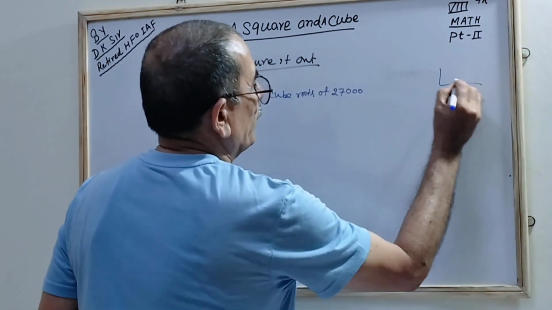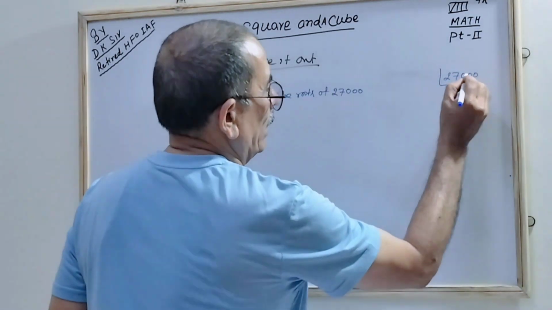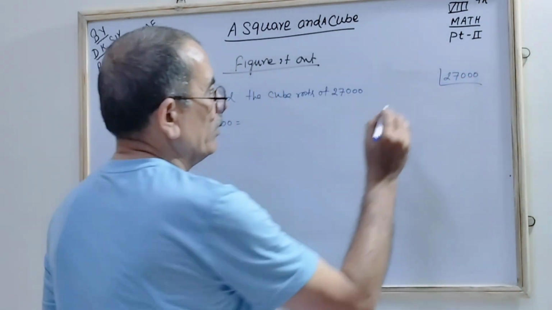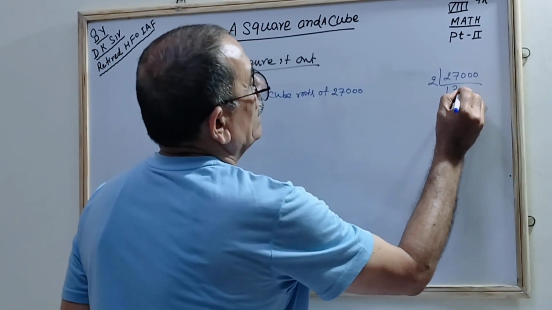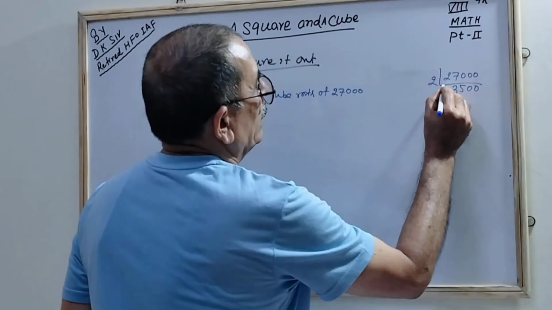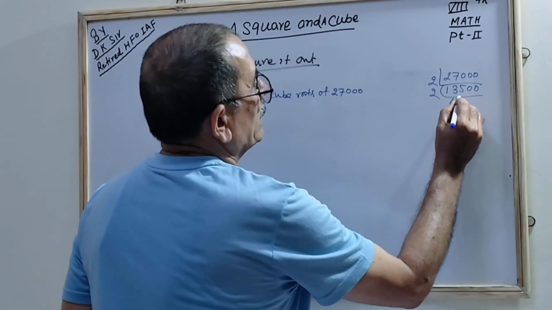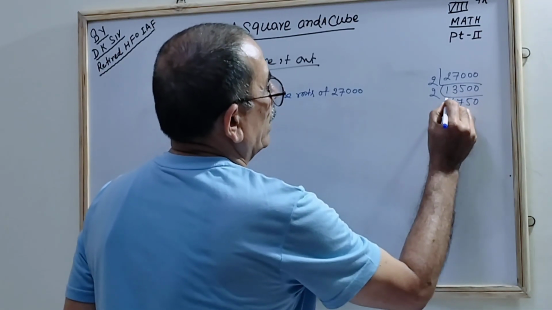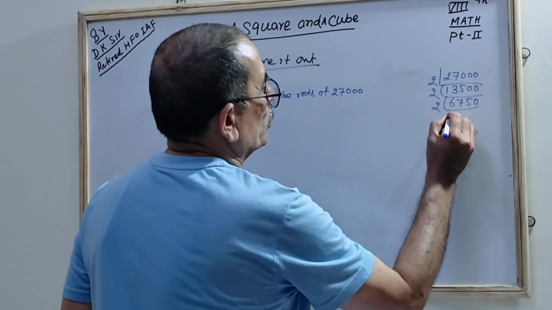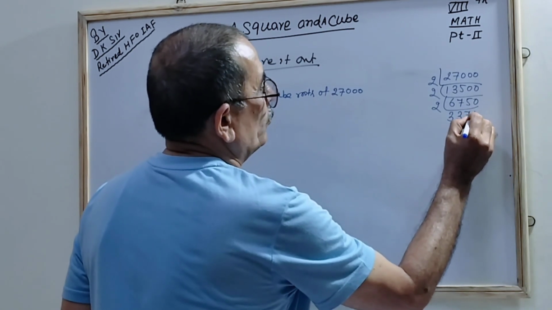When you do the prime factorization of 27,000, how much are you going to get? Two ones are 2, two threes are 6, two fives are 10, correct? Next you do it with the 2 again: two sixes are 12, two sevens are 14, two fives are 10 and 0. Correct? Then do it again by the 2: two threes are 6, two threes are 6, two sevens are 14, two fives are 10.